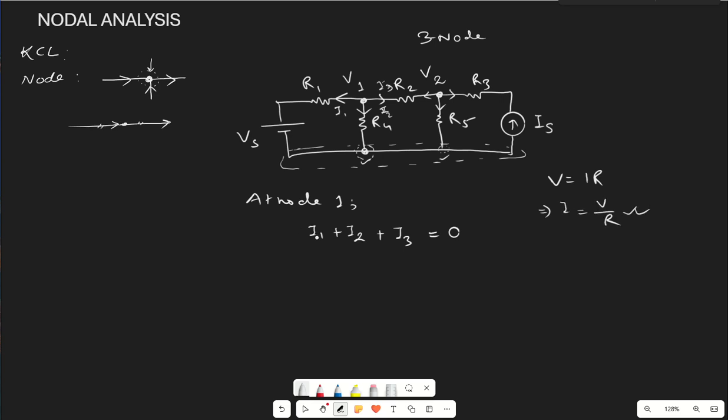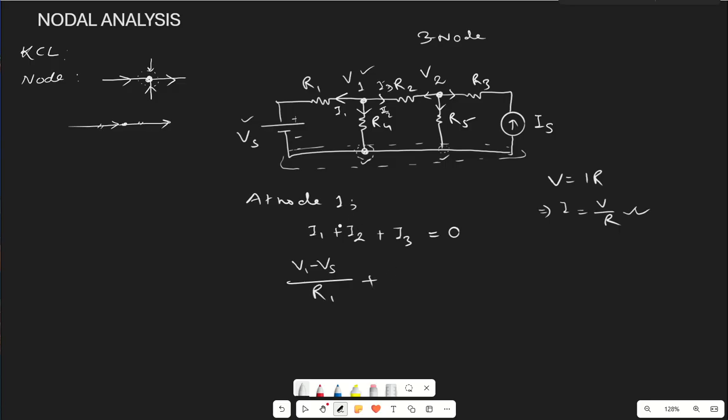So in place of I, we are going to replace it by voltage divided by the resistance. What will it be in the case of I1? This is our I1. Here we have one voltage V1 and a second voltage Vs. As per our direction, this is moving from high to low, so it will be (V1 minus Vs) divided by the resistance R1.